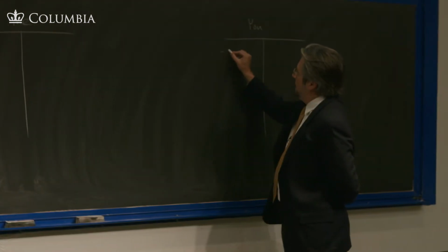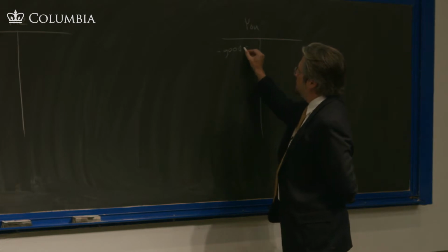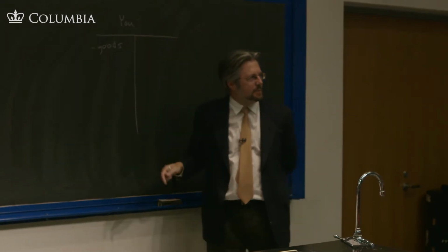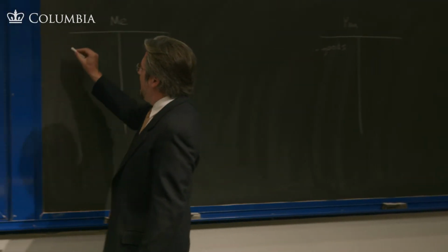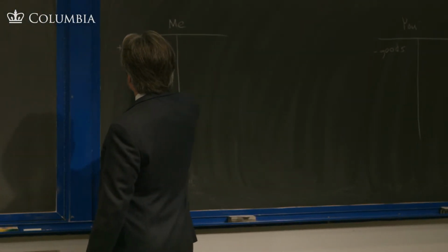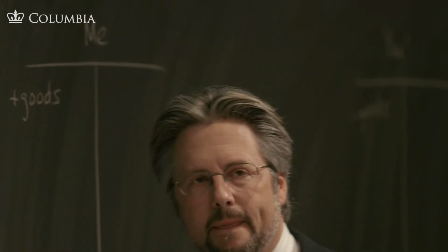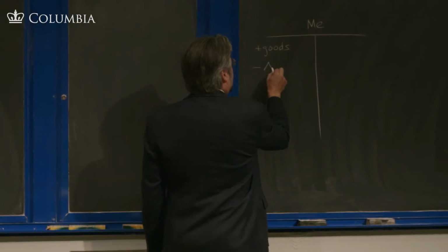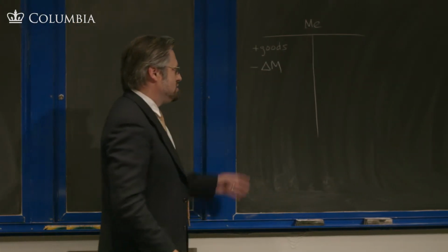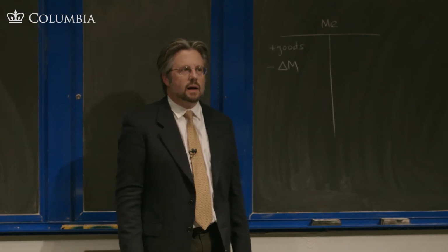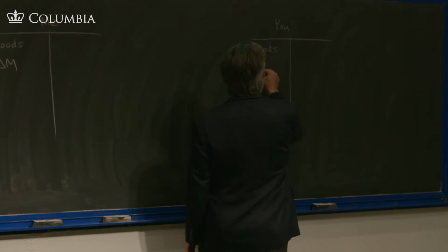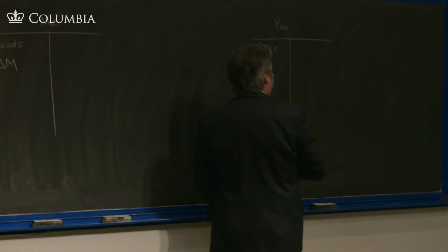You can sell me some goods. So I'm writing minus goods. So you had goods on your balance sheet, and now we're subtracting them from your balance sheet. And sell them to me plus goods. Okay. And I send you some token, okay, in the other direction. Okay. So minus there's a change in my holding of money, delta M. Okay. And here plus delta M.